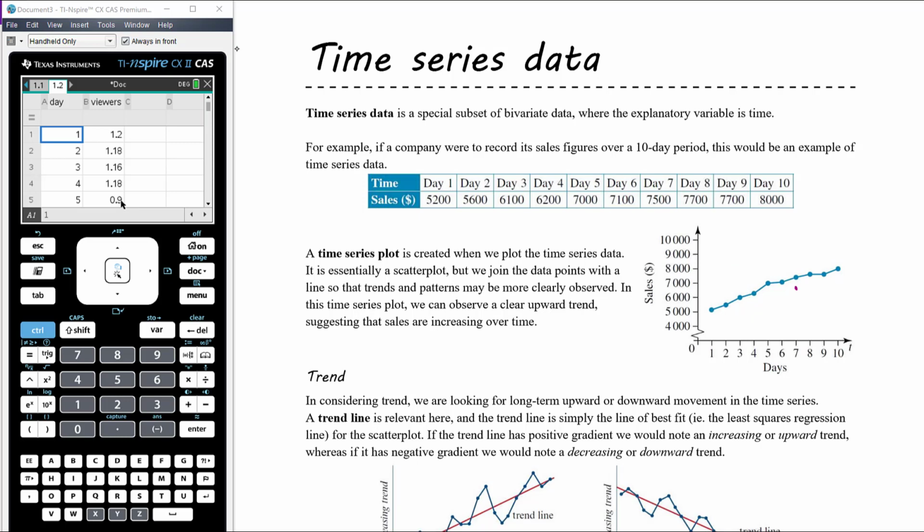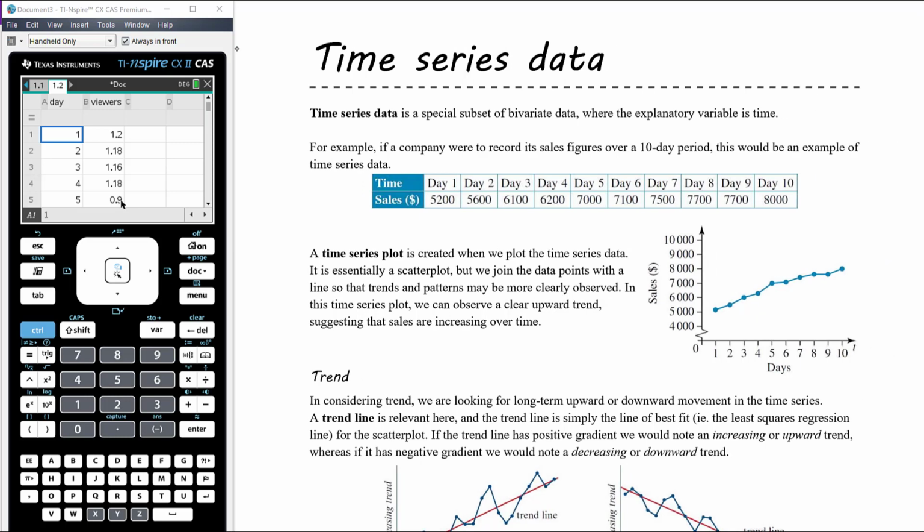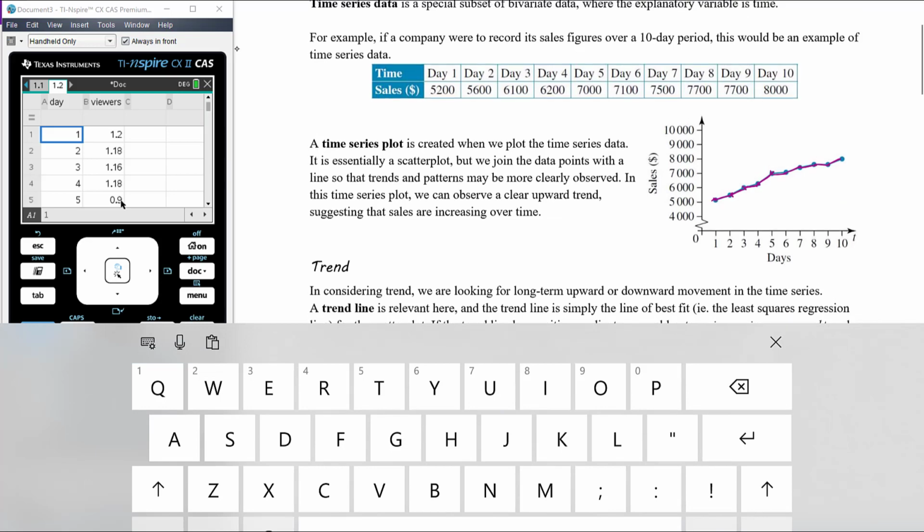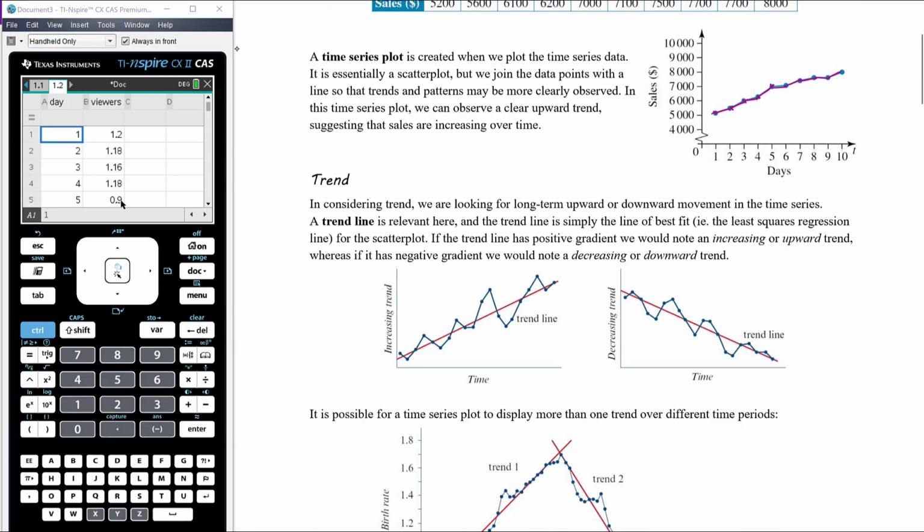But it's actually really relevant to do so in time series data, where we have one point for each day. Joining them up shows us the pattern of what is happening from day to day. We're getting a sense of whether it is going up, going down, or fluctuating a lot. So whenever you draw a time series plot, it's just a scatter plot, but you must join up the dots.